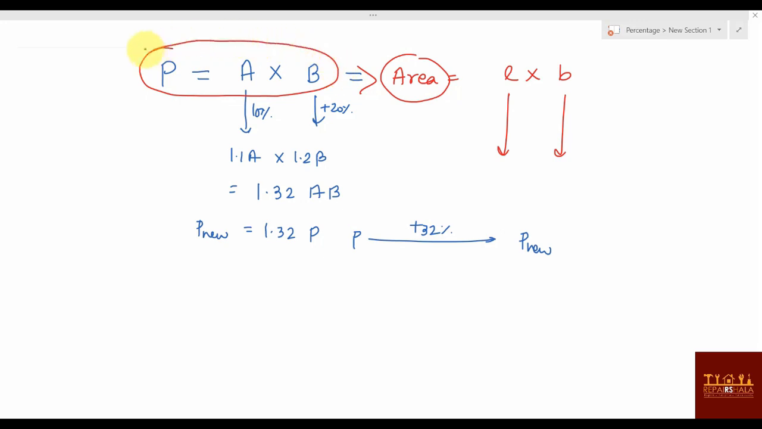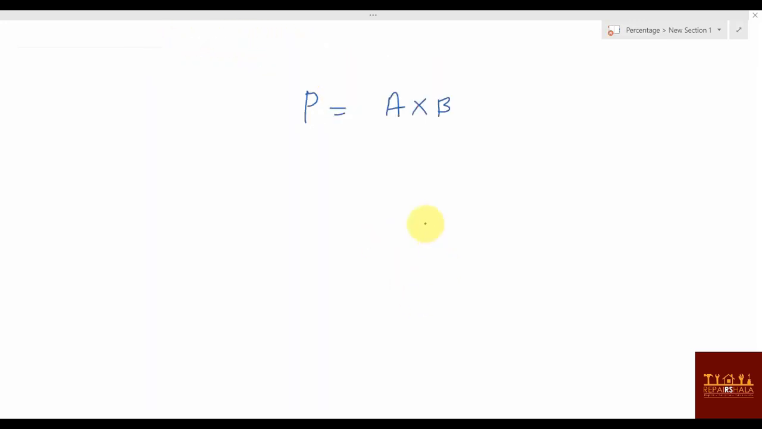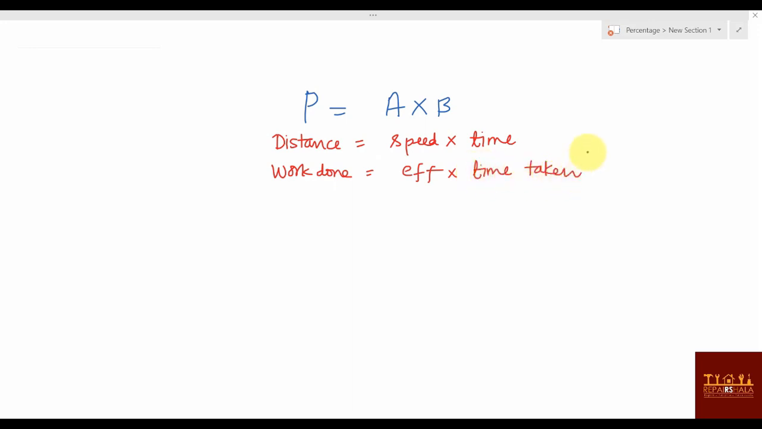I'll show you. P equal to A into B, what are the things that could be there? Suppose, the first thing you have studied, distance. Distance equal to speed into time. Second thing could be something like work done. What is work done by anyone? You can say efficiency into time taken. Yes or no? That will be your work done.